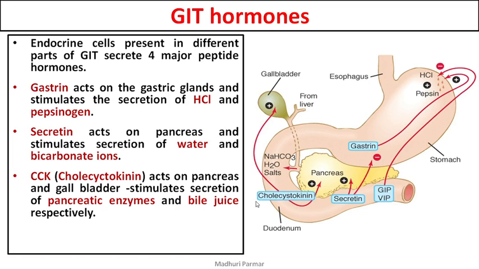The third hormone is known as cholecystokinin. Cholecystokinin will be affecting both the gallbladder as well as the pancreas. Okay, so you can see the two arrows. Cholecystokinin does what? It causes contraction of the gallbladder.